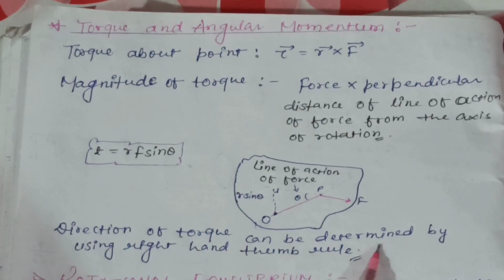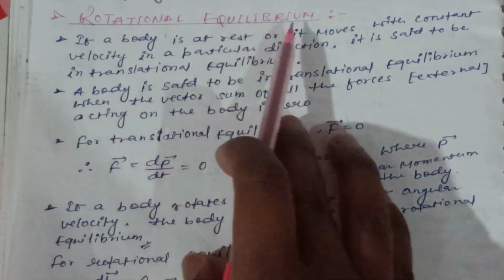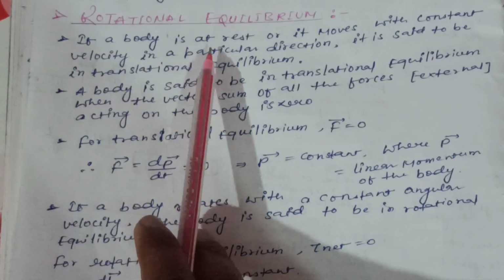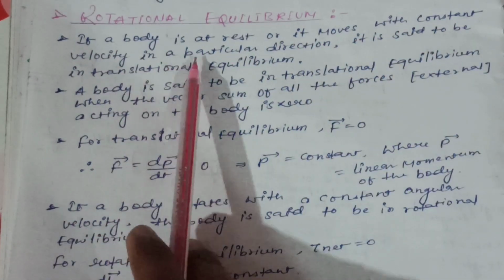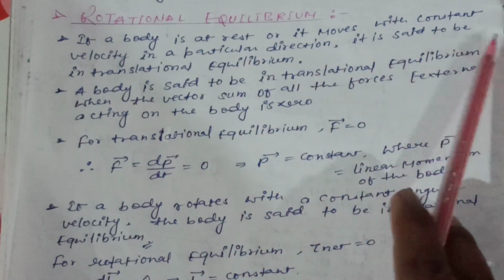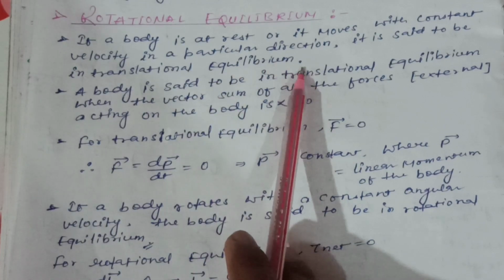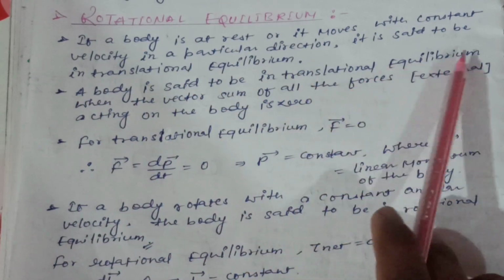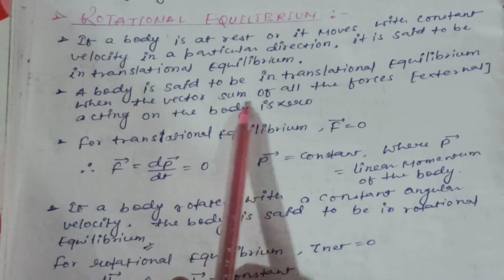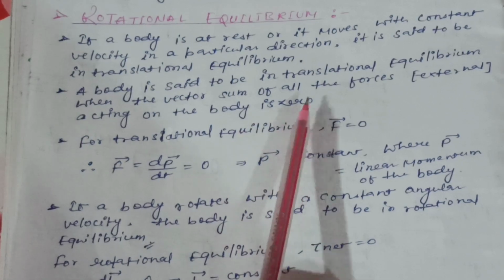The direction of torque can be determined by using the right hand thumb rule. Rotational equilibrium. If a body is at rest or it moves with constant velocity in a particular direction, it is said to be in translational equilibrium. A body is said to be in translational equilibrium when the vector sum of all the external forces acting on the body is zero.